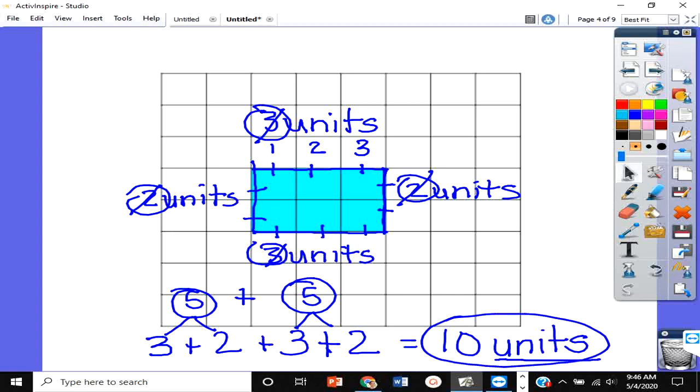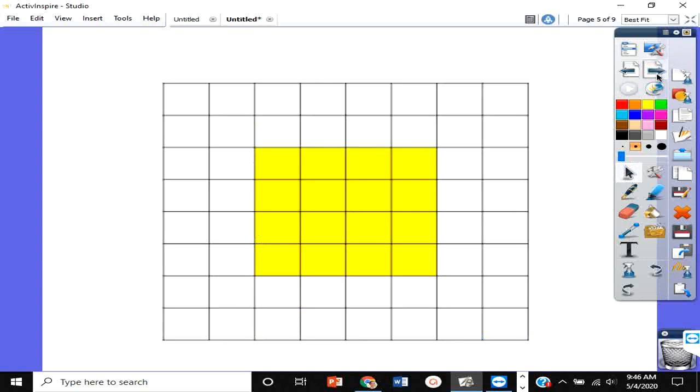Let's take a look at another shape. Now, as before, the perimeter is the distance around the shape, so we need to make sure that we count up all of the side lengths. So let's start with one side. It doesn't matter what side you start with as long as you make sure that you count them all. I'm going to start with this one. I'm going to go 1, 2, 3, 4. The length of that side is 4 units.